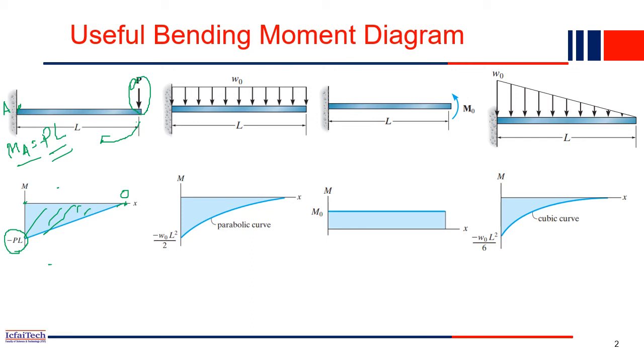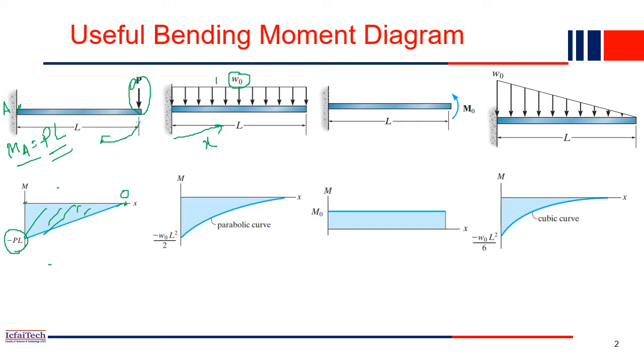Next is the same cantilever beam. Now the load is a UDL. Can you draw the moment diagram? Our procedure will be the same. So what will be the procedure? W naught is acting. Just consider a distance of x. We are just deriving it. Then what will be happening?